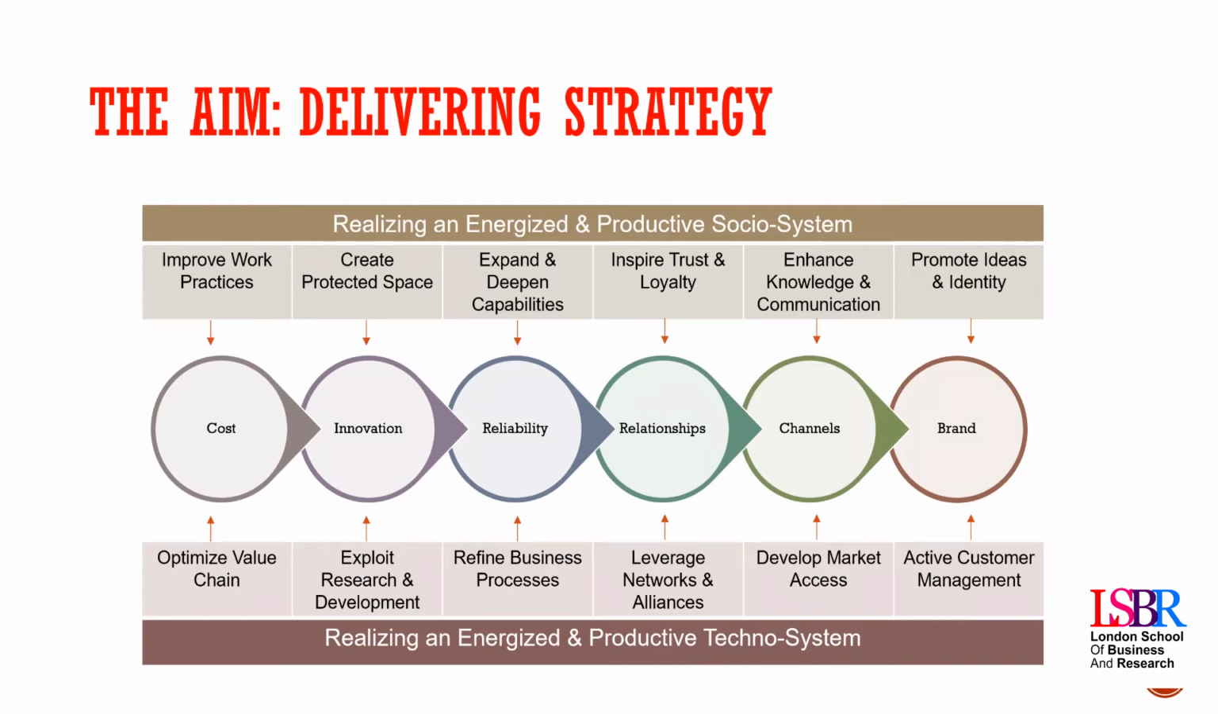Now, how does it do that? Well, here is where we bring in our socio-systemic and our technocratic perspectives. So at the very bottom, you've got what we call an energized and a productive technosystem or a technocratic system. So it's all about making sure your value chain is optimized. What do you mean by that? It means everything you're doing considers what is the value to the customer.